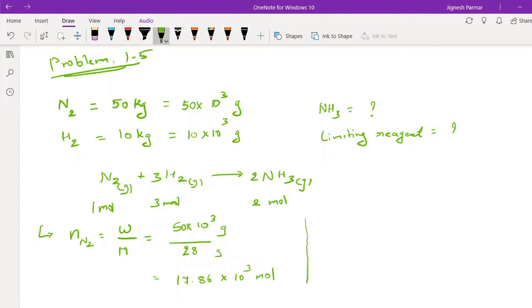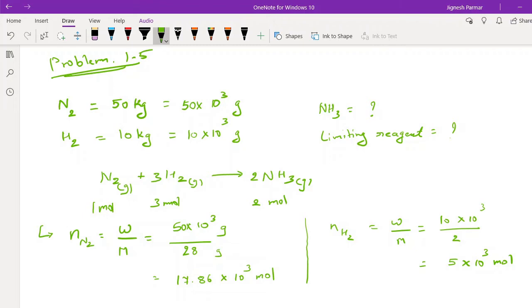Let's find the moles of hydrogen here. The same formula, W upon M. W is given as 10 into 1000, 10 raised to 3 gram, divided by its molar mass. The atomic mass of the hydrogen atom is 1, so the molecular mass of hydrogen, H2, will be 2. So this will be the answer, 5 into 10 raised to 3 mole. It means this is given to us. So these are the number of moles of hydrogen.